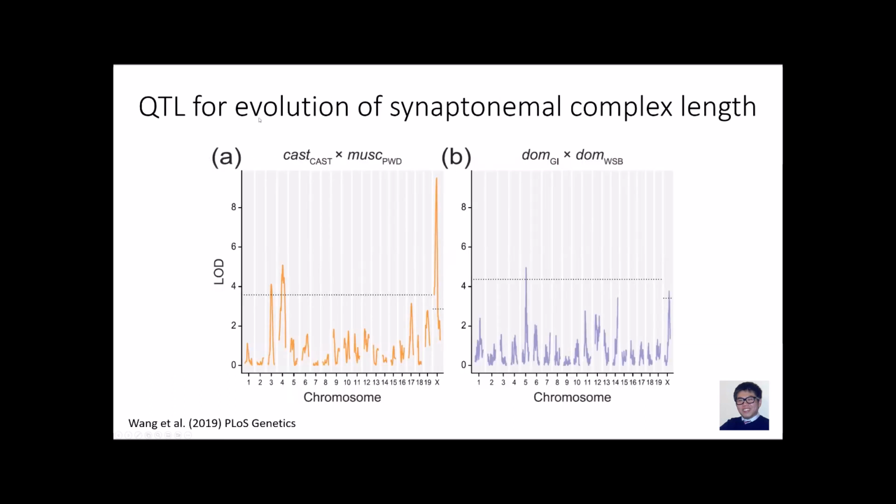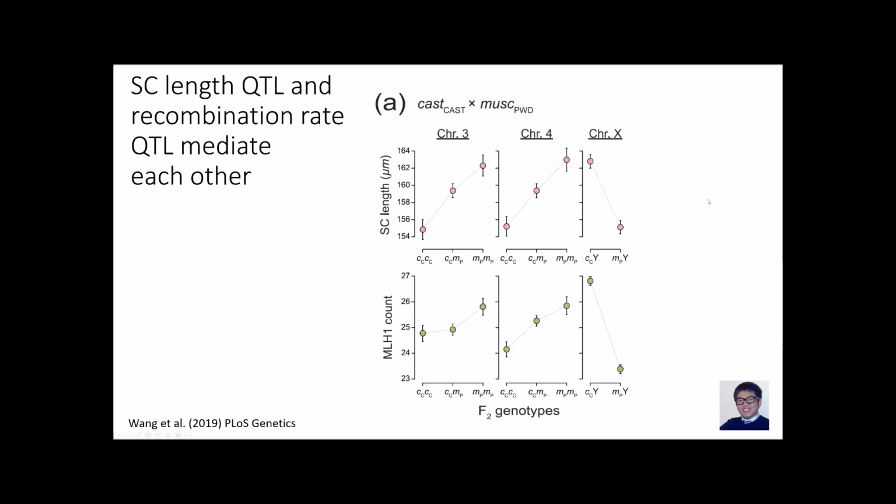And when he did that, he was able to once again map QTL, this time for the evolution of synaptonemal complex length. This has never been done before, and it was pretty exciting to us. He did it both in Beth's cross between the two subspecies and in his cross between two strains of Domesticus. And he was able to find several QTL, including on the X chromosome. But we were really interested in the synaptonemal complex because of its potential to impact or explain the evolution of recombination rate.